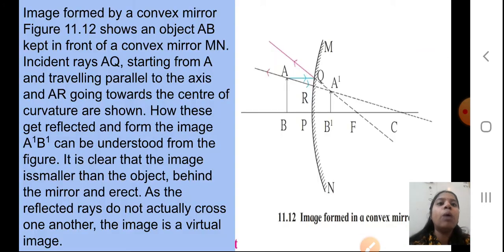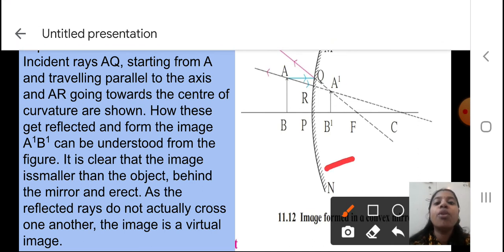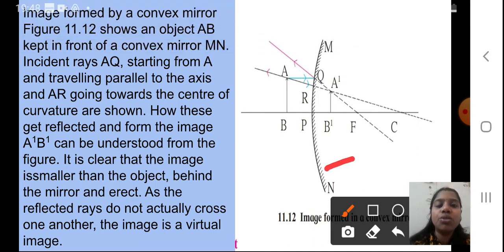Now, image formed by a convex mirror. Now we are going to see how the image is formed in a convex mirror. Figure 11.12 shows an object AB kept in front of a convex mirror MN. So you can see a convex mirror. What was the difference, students? See, it is shown from inside. The lines are shown from inside. So this is a convex mirror MN.